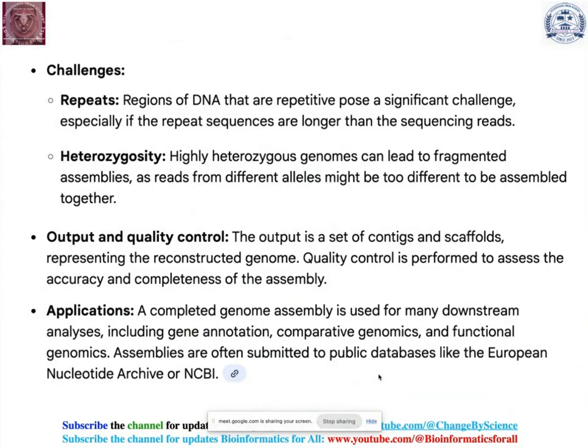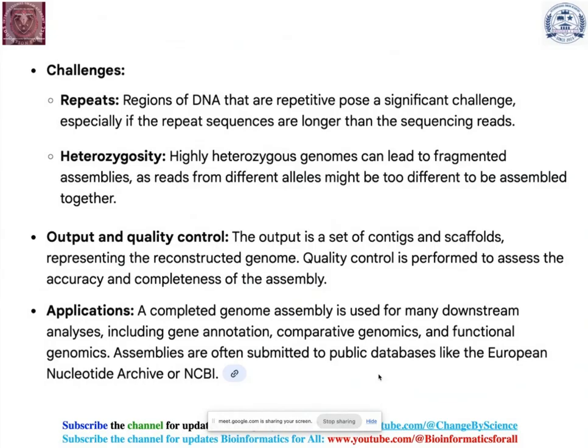Heterozygosity: high heterozygosity genomes can lead to fragmented assemblies, as reads for different alleles might be too different to be assembled together. Now, output and quality control. The output is a set of contigs and scaffolds representing the reconstructed genome. Quality control is performed to assess the accuracy and completeness of the assembly. Then applications: a completed genome assembly is used for many downstream analyses, including gene annotation, comparative genomics, and functional genomics.